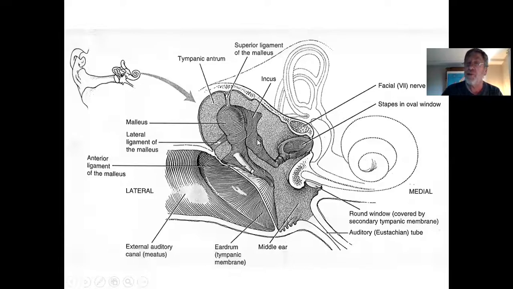The incus has 2 main parts as well, a short process and a long process. The stapes, or stirrup, has 3 main parts, the foot plate, and these arches called the crura, C-R-U-R-A, crura, and the neck. The neck of the stapes, the crura, and the foot plate. Long process, short process of the incus, and the manubrium of the malleus.